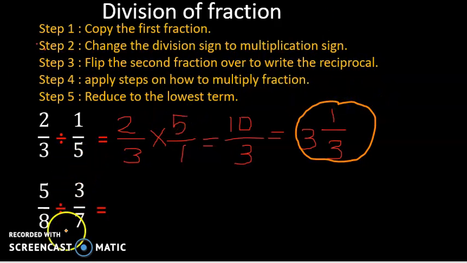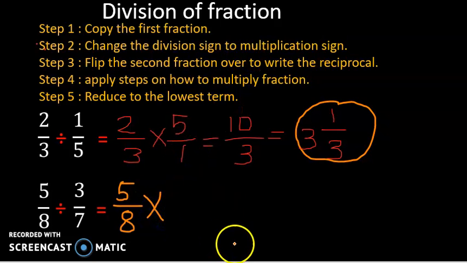Let's go to the second example. 5/8 divided by 3/7. Follow step 1. Copy the first fraction. So 5/8. Step number 2. Change the division sign to multiplication sign. Step number 3. Flip the second fraction over to write the reciprocal. So 3/7 will be 7/3.